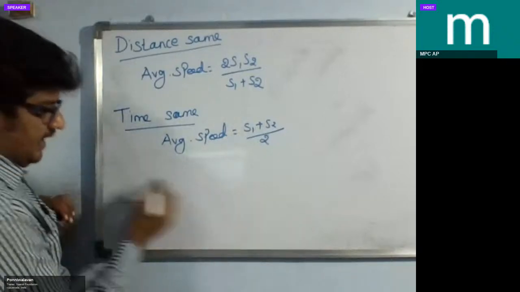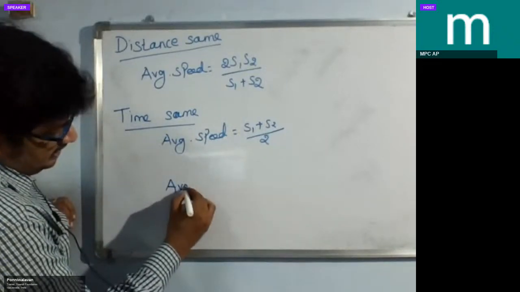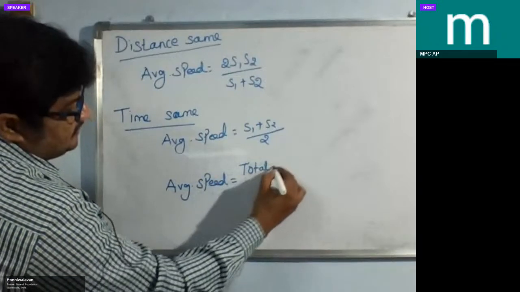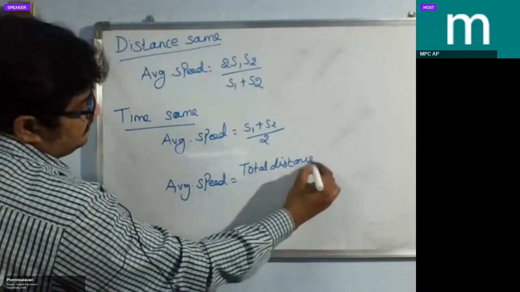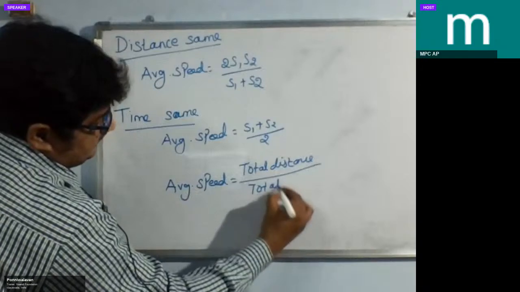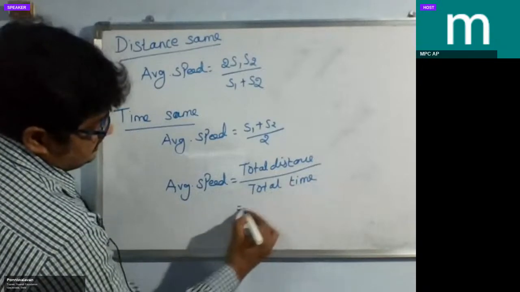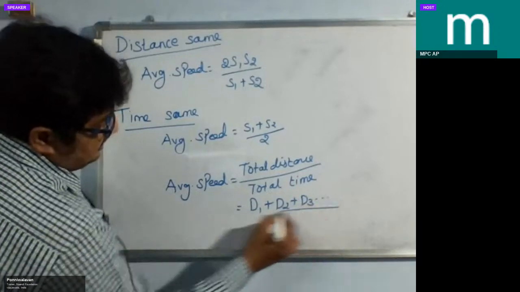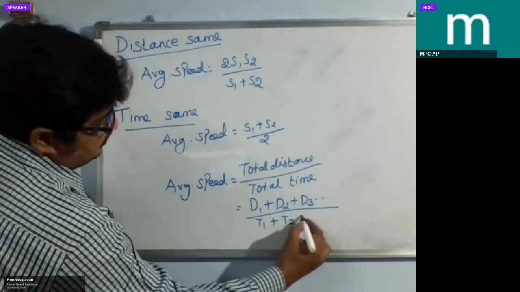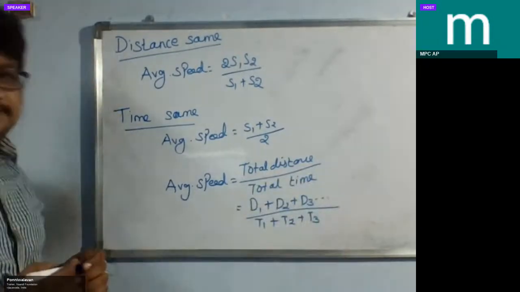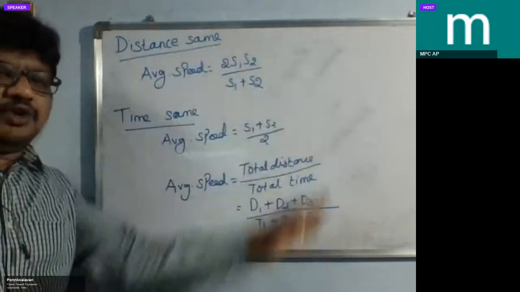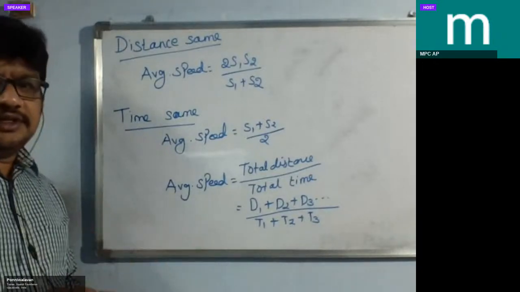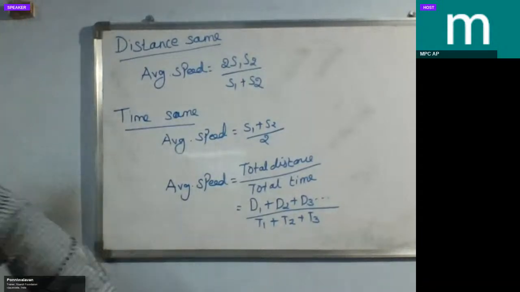If nothing is said to be constant, the general average speed formula is total distance divided by total time, that is d1 plus d2 plus d3 divided by t1 plus t2 plus t3. It goes on like this. Kindly make a note of it. If you people have noted the things, just give me a message.